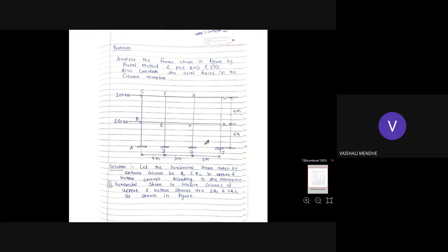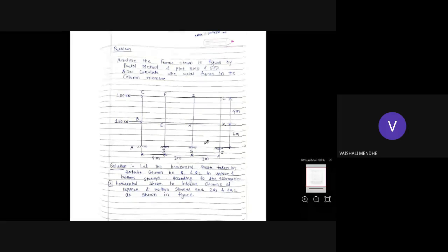And what is the expected calculation? You have to calculate the column movement, beam movement, column shear and beam shear, and also the column axial forces in each member. For both stories, you have to calculate all these values. We'll analyze this frame as per the three assumptions. You have to go with those assumptions and analyze it accordingly.